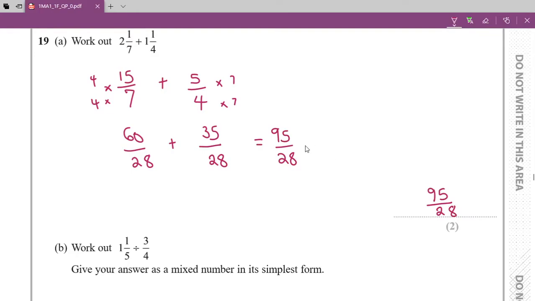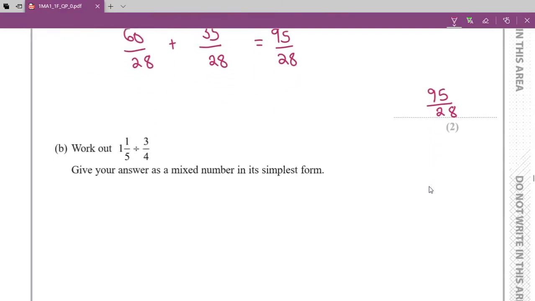Someone may want to put this in a mixed number, to bring it down, but it doesn't really say whether to put it in a mixed number or otherwise. So we just leave the answer just like this. Okay, we come to the next question.